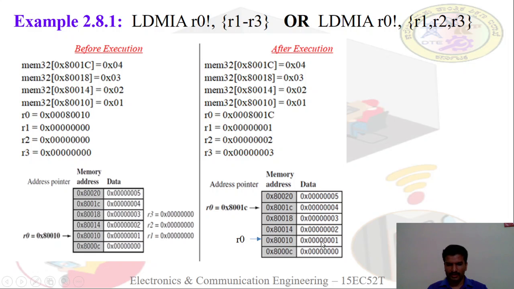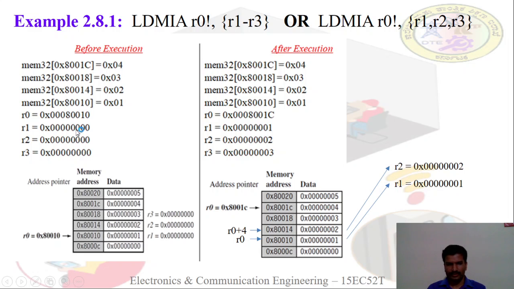So in that memory location the data is 1. So this data is loaded to R1 register. After execution, the first word is loaded to R1 register. After load, the memory address is incremented by 4. So R0 plus 4. R0 contains 80010 plus 4, which means 80014. In that memory location the data was 2. So this data is moved to R2.